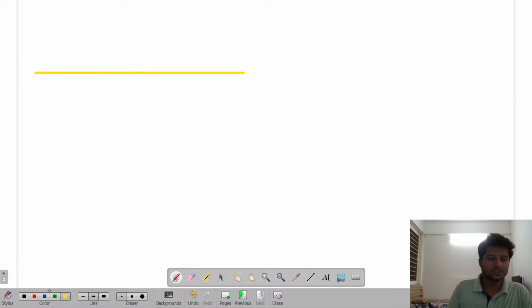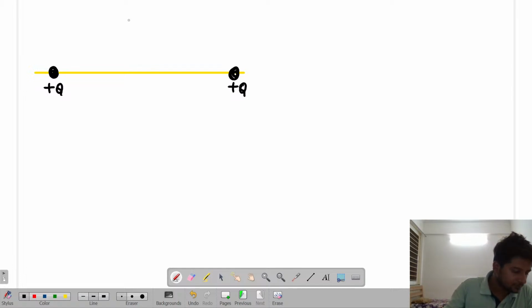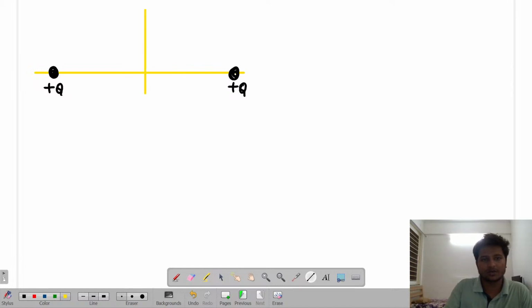So once again, let's suppose I have some charges plus q, plus q, and then I place this charge over here on the vertical line. I have placed this charge, a small q over here, right or not? The point is very very clear that the distance from here to here is 2D.